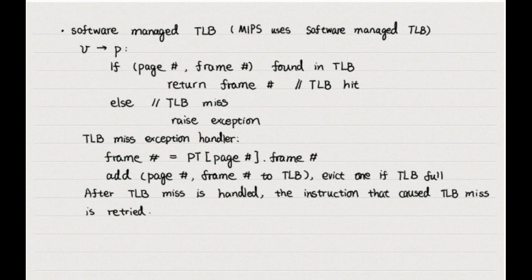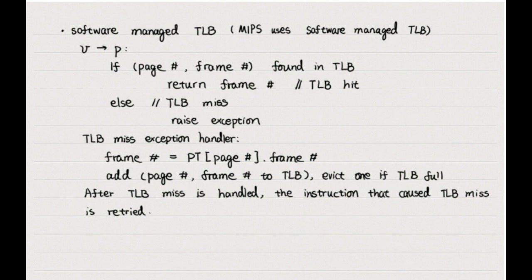For software-managed TLB, if the page table entry is found in TLB, in other words, TLB hit, we simply return the mapping. Otherwise, there's TLB miss, and TLB miss exception is generated. The kernel must handle the TLB miss exception by performing page table lookup and adding the mapping to the TLB, evicting one entry if TLB is full.